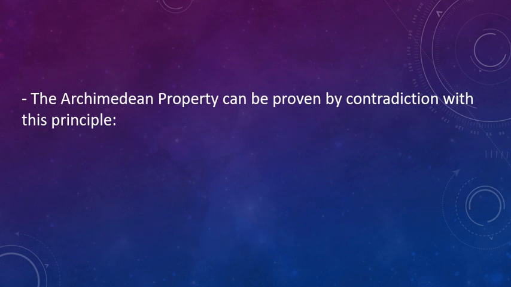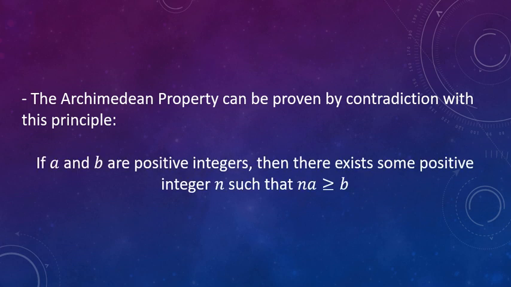Just as a quick side note, you can take this principle and use it to prove what's known as the Archimedean property, and you can prove it by contradiction. The Archimedean property says if a and b are positive integers, then there exists some positive integer n such that na is greater than or equal to b. I'm not going to go through the proof of this in this slideshow. The proof is in my notes. If you want to look at the proof, you can go look at it there.